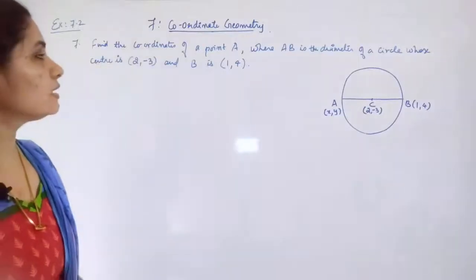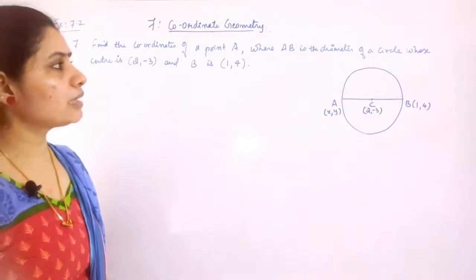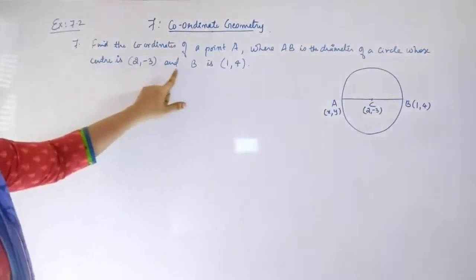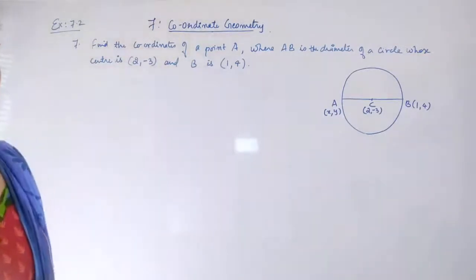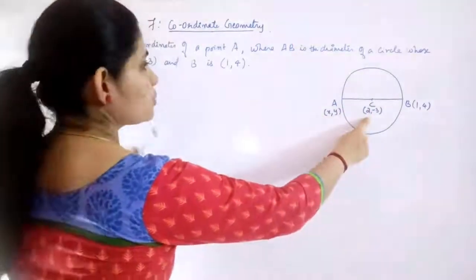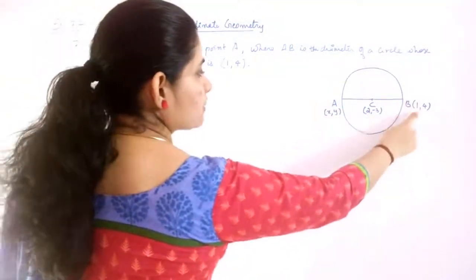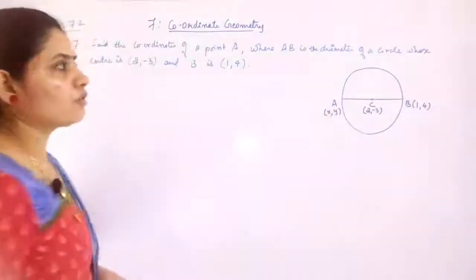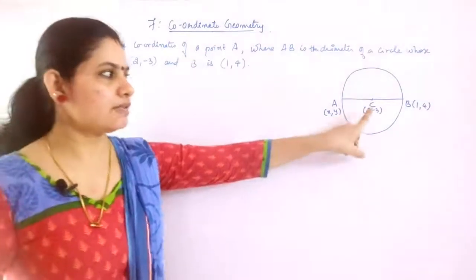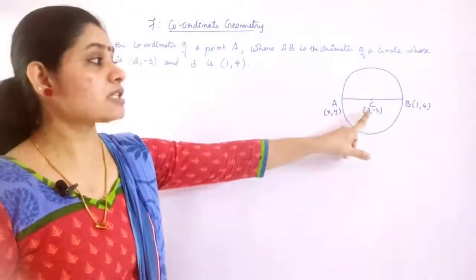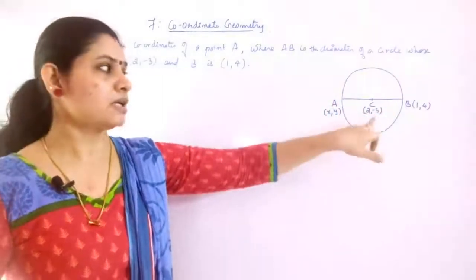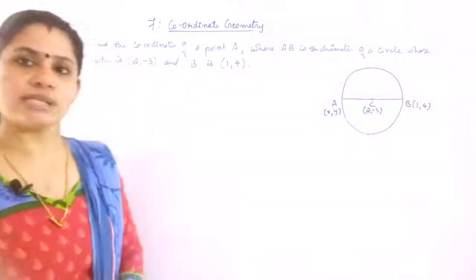Number 7 is, find the coordinates of a point A where AB is the diameter of a circle whose center is (2, minus 3) and B is (1, 4). So take a circle with center C, which is given to be (2, minus 3), B is given to be (1, 4), and the coordinates of A, which we have to find out, is taken as (x, y). Now here you know that C will be acting as the center, which is the midpoint of the diameter AB. So C is the midpoint of AB. Using that concept, you can find out what x and y are.